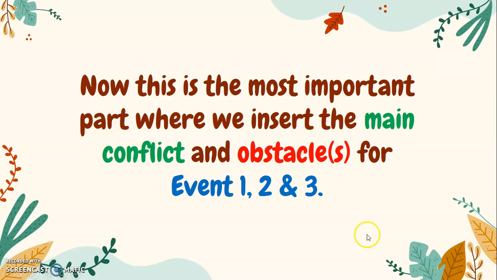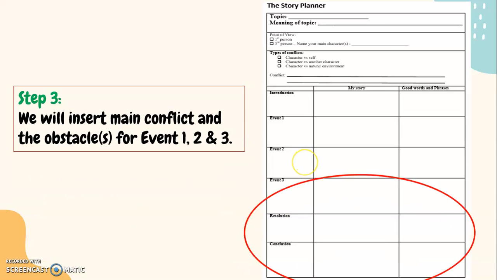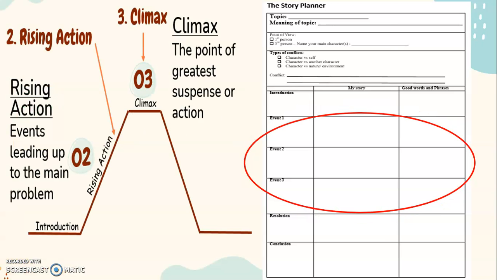Okay, now we're going on to the most important part of the whole story, which is the main body, the meat patty, okay? We'll insert the main conflict and obstacle. So the main conflict is the overarching problem that we have. The obstacles are the mini events that block the main character from reaching its goal. So which part should we insert? Very simple. Over here. Event 1, 2, and 3.